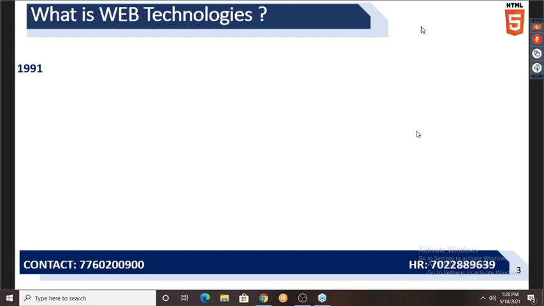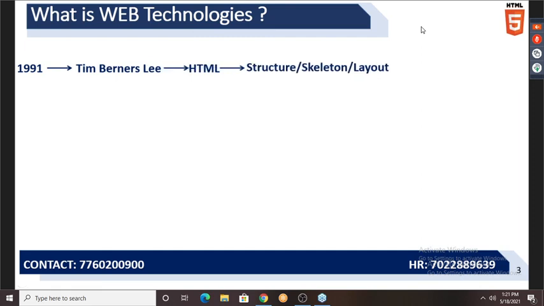To create the user interface, they introduced something called HTML, guys. HTML is just like a structure. In 1991, Tim Berners-Lee, the father of HTML, introduced it. I don't know his mother, but he is the inventor, so I am calling him the father of HTML. He introduced it just to create the structure, layout, or skeleton of an application.